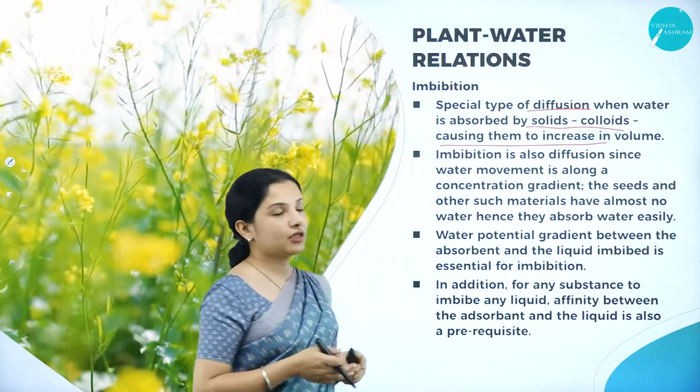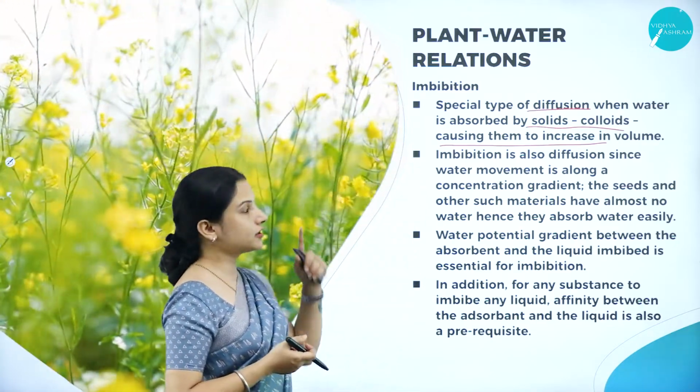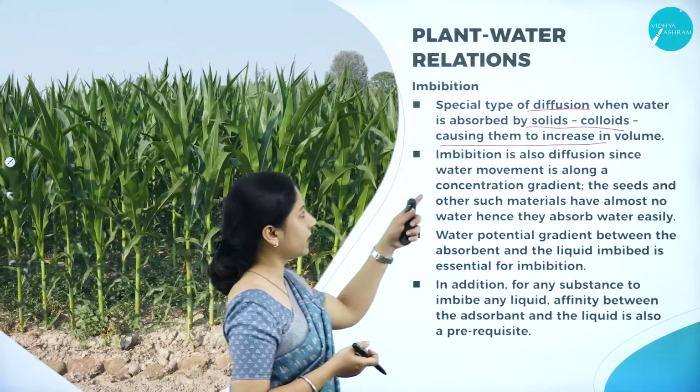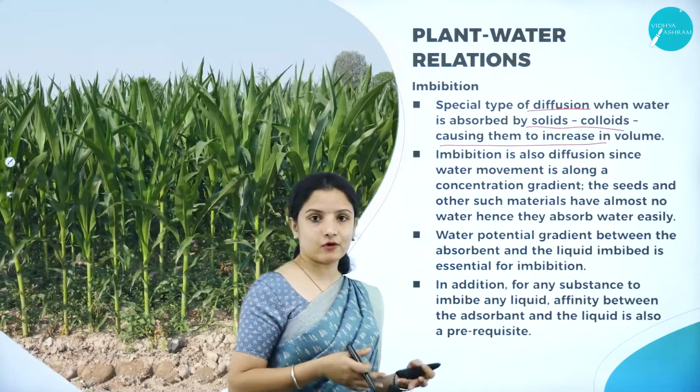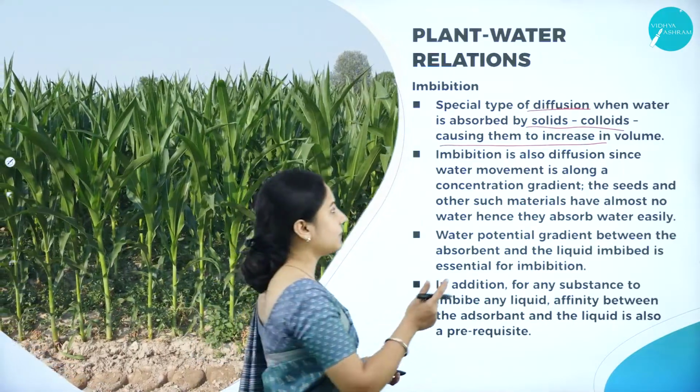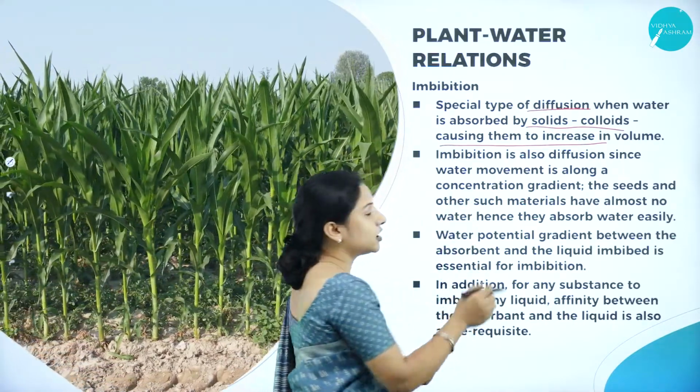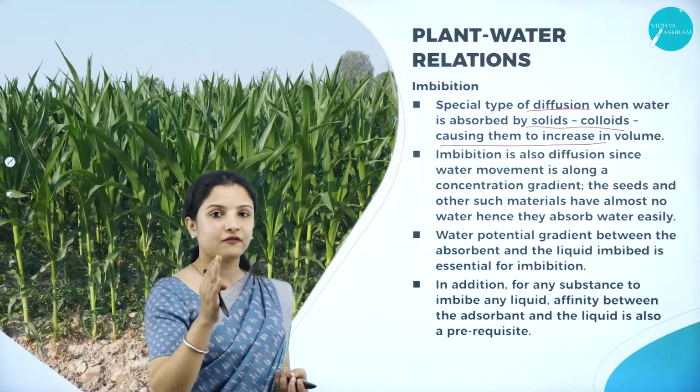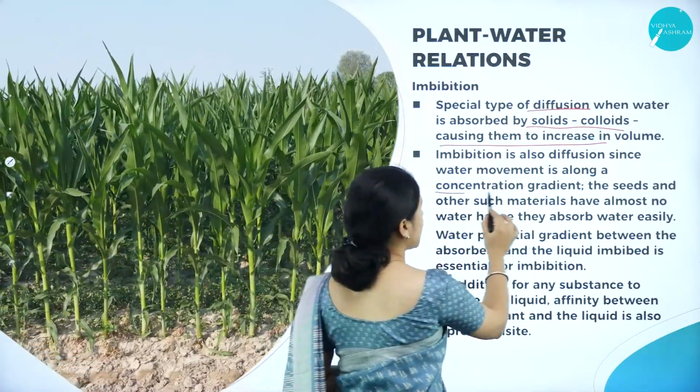So this is a special type of diffusion when water is absorbed by solids and colloids, causing them to increase in volume or in size. So imbibition is also a type of diffusion, since here the water molecule is moving along a concentration gradient.